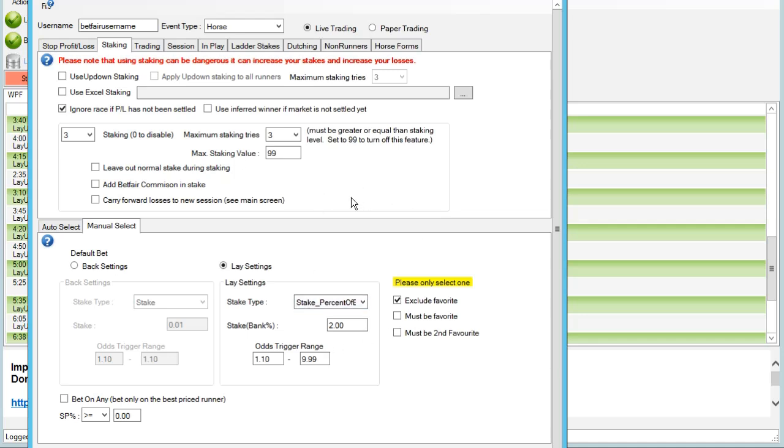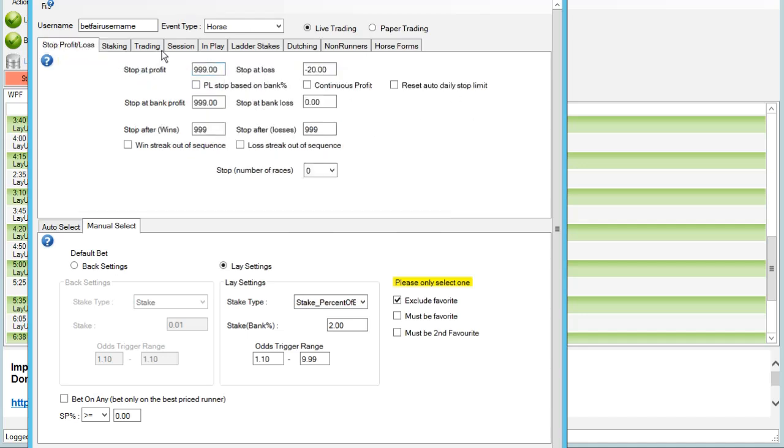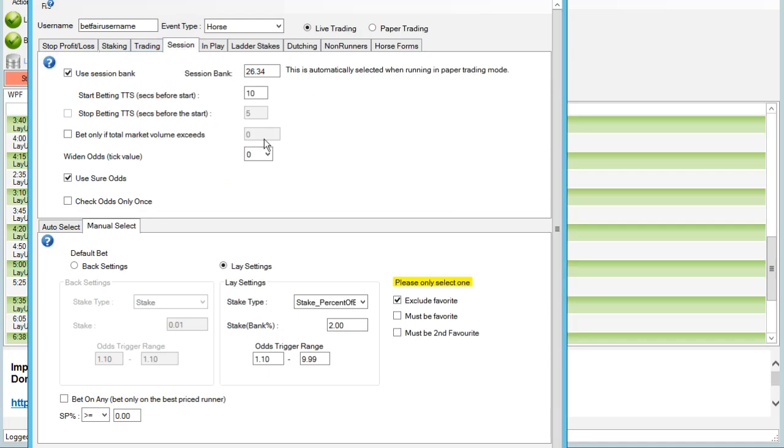So that's it. And that is literally all you have to set up in this bot, is the stop profit and loss, which you'll decide, your session system or use sure odds and that kind of thing. If you don't want to use sure odds, you can always use widen odds by a few ticks. So if the current price was 7, the bot would put it in at 7.6 or whatever that actually is as far as free ticks are concerned. So you can do it that way.